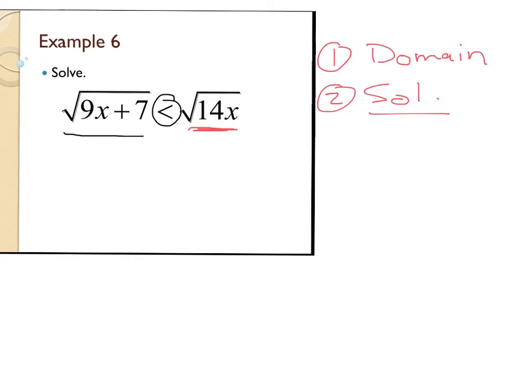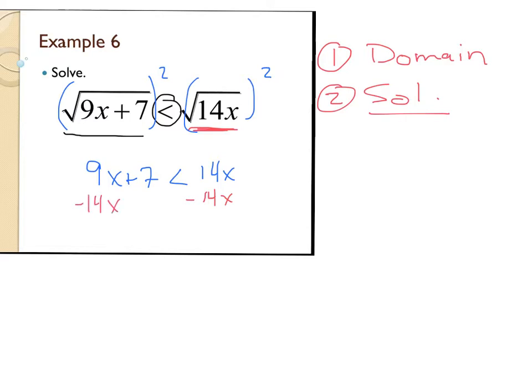Okay, so we're going to solve algebraically, and we do that by squaring both sides. What's nice with this one is they both have radicals, so the square cancels the radical out, and we're left with 9x plus 7 less than 14x. We're going to just solve it algebraically. So I'm going to move the 14x over, so I'm going to subtract 14x.